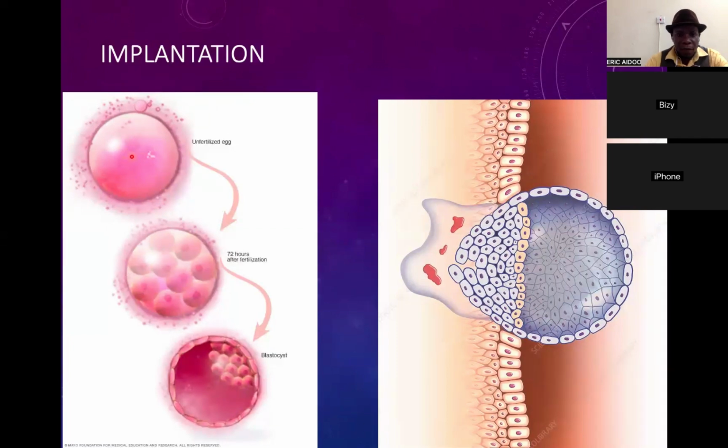So this is an unfertilized egg. When 72 hours after fertilization, you have all these blastomeres formed. Then you have the blastocyst. So you can see how the blastocyst tries to implant with the syncytiotrophoblast forming and eating into the endometrium. So this is the endometrial lining. Okay, that's a simple columnar epithelium on the lining.